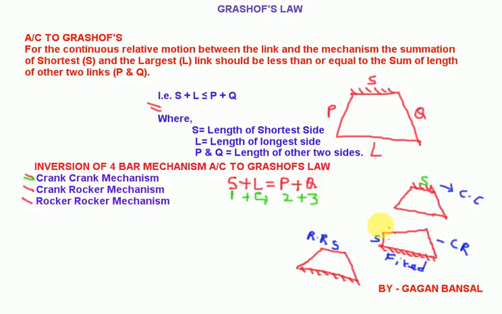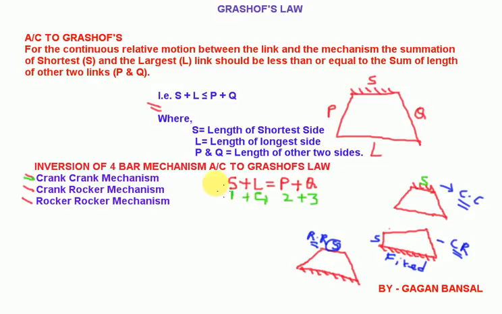In this case, it is similar to the case when S plus L is less than P plus Q: if the shortest link is fixed, it is a double crank or crank-crank. If the shortest link is adjacent to the fixed link, it is a crank-rocker. And if the shortest link is the coupler, it is a rocker-rocker mechanism. This is the case when there are no pairs of parallel or equal lengths.